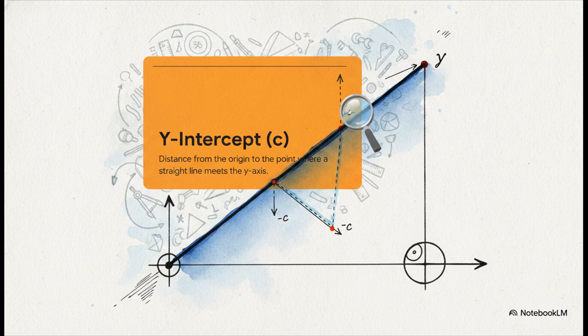But where do we anchor it? Well, that's exactly where the y-intercept comes in. The y-intercept, which we usually denote with the letter c, is simply the distance from the origin to the exact spot where our straight line cuts right through the vertical y-axis. If the line cuts above the origin, c is positive. If it cuts below, c is negative. Essentially, it gives our line its starting height.